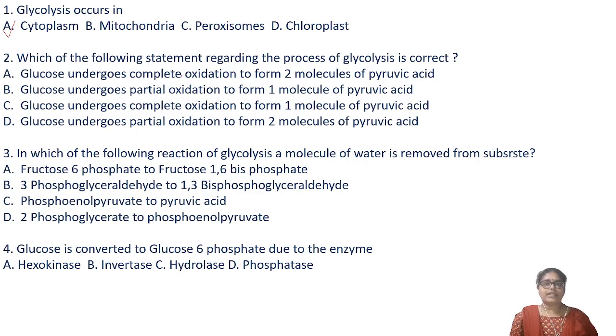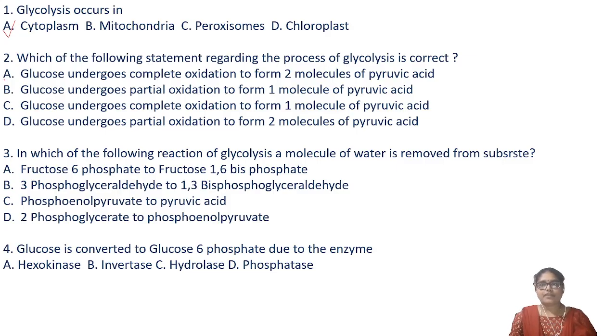Which of the following statements regarding the process of glycolysis is correct? Option A, glucose undergoes complete oxidation to form 2 molecules of pyruvic acid. By the elimination method, we can easily get the answer. Since we discussed that glucose undergoes partial oxidation, not complete oxidation. It is a partial oxidation of glucose to form 2 molecules of pyruvic acid.